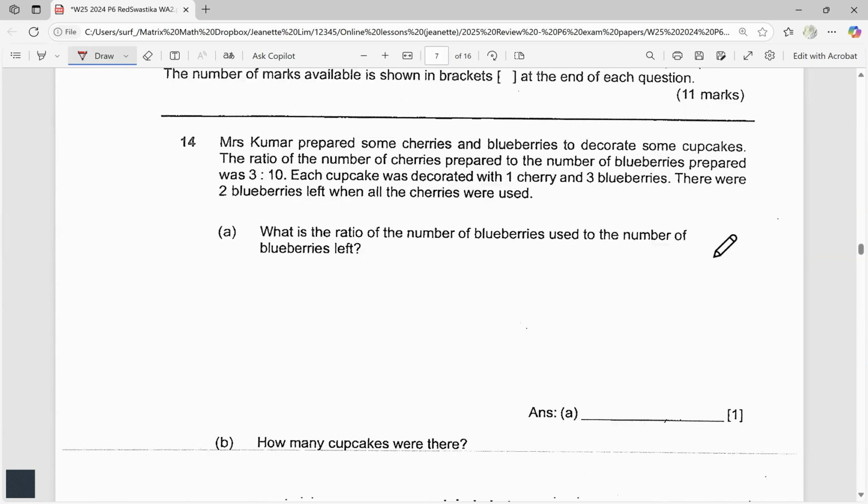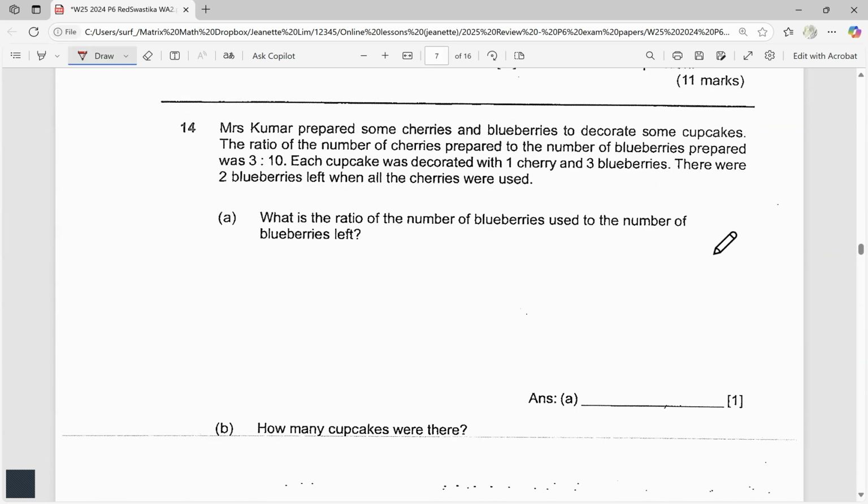Okay, question 14. Mrs. Kumar prepared some cherries and blueberries to decorate some cupcakes. Ratio of cherries to blueberries was 3 to 10. Each cupcake was decorated with 1 cherry and 3 blueberries. There were 2 blueberries left when all the cherries were used. So what's the ratio of the number of blueberries used to the number of blueberries left?